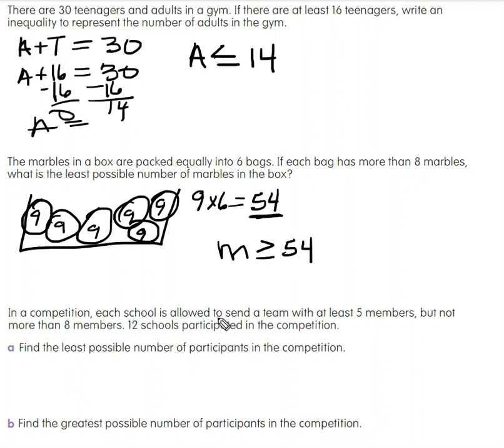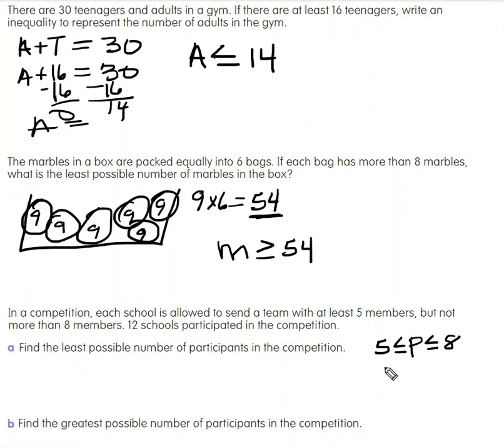In a competition, each school is allowed to send a team with at least 5 members, but more than 8 members. 12 schools participate in the competition. Okay, so we've got some team members, right? And you can send, so here you are, you're a participant, right? And the members of your team can be greater than or equal to 5, but have to be less than or equal to 8, right? You can have between 5 and 8 members, okay?